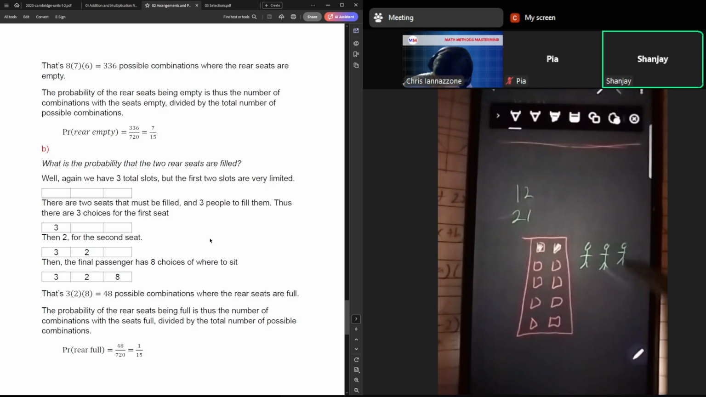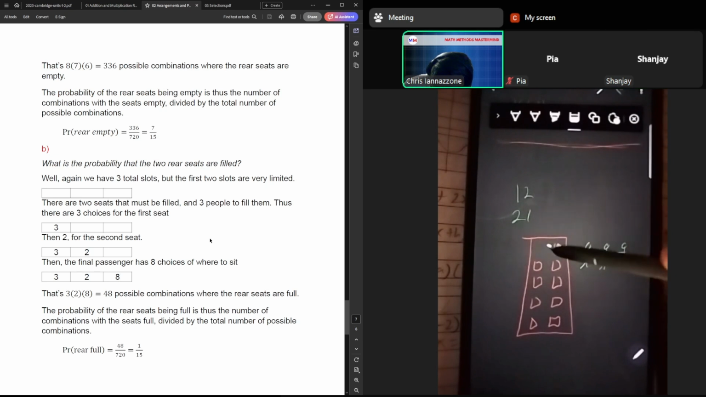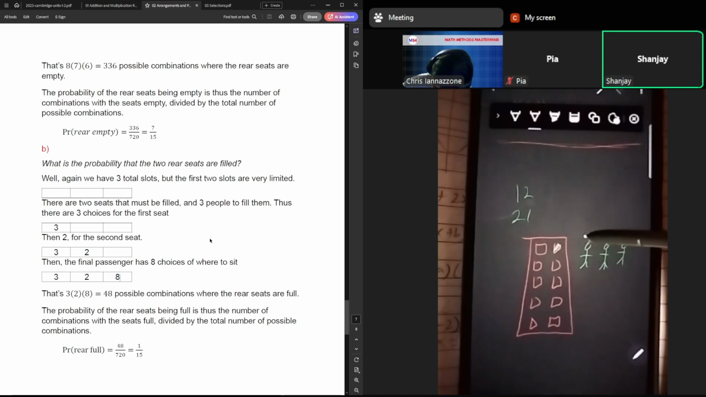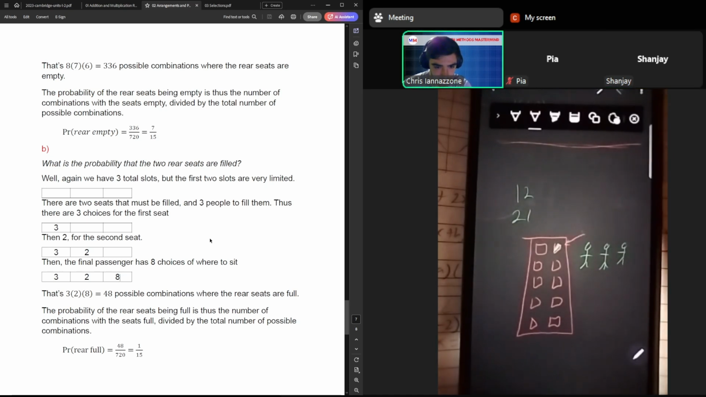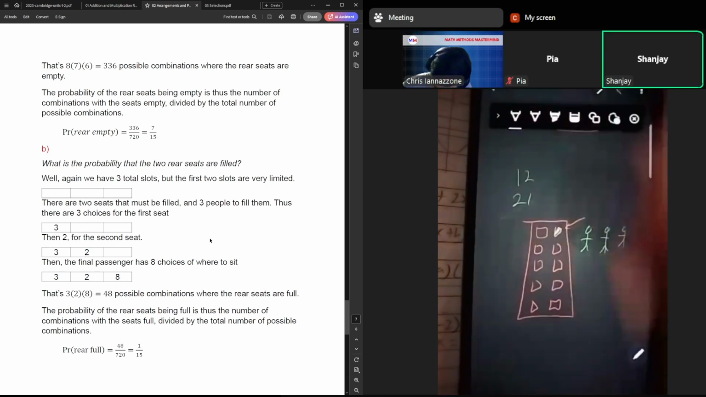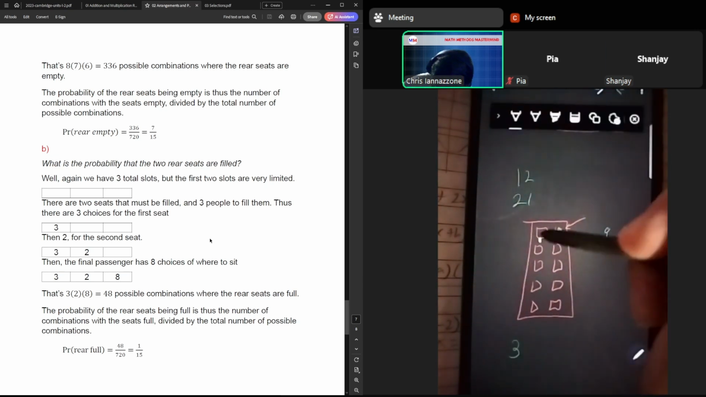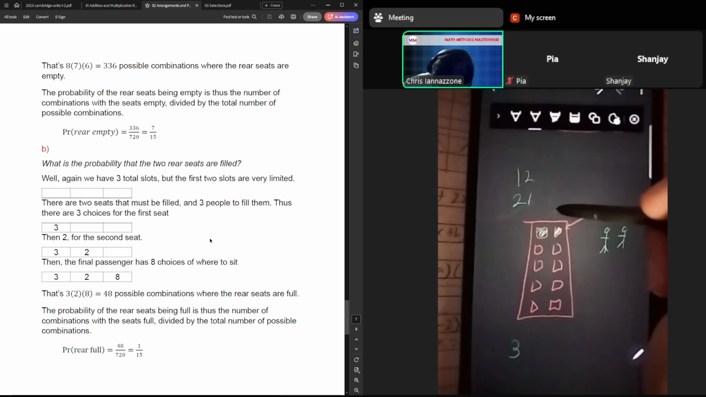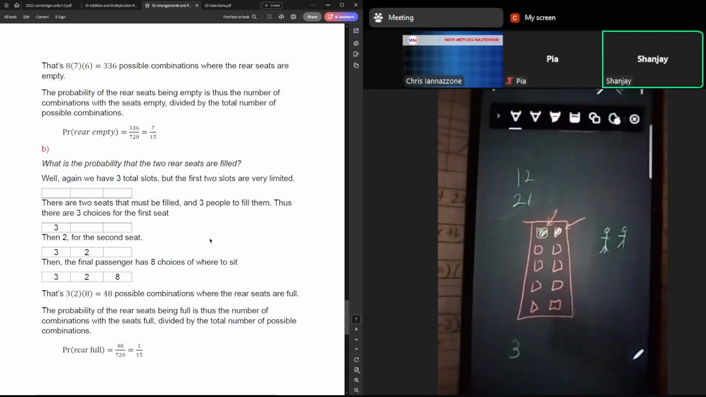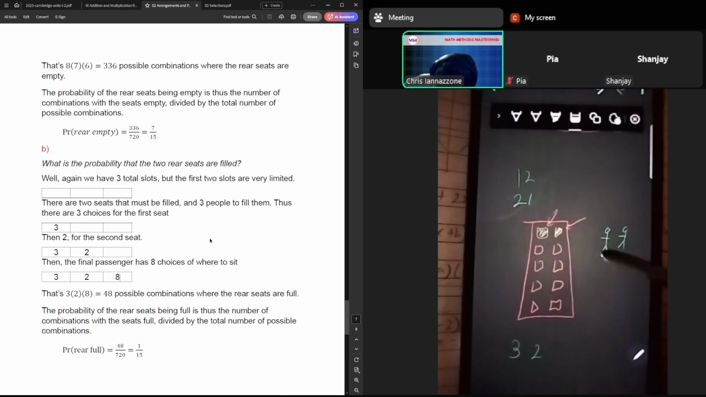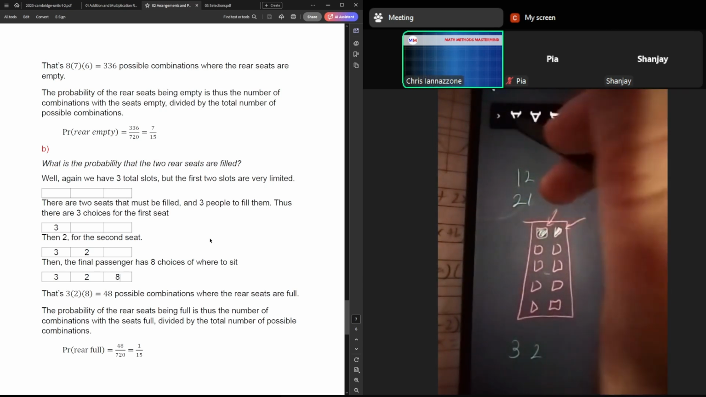Mm-hmm. So I've got to fill these one at a time. How many possibilities do I have to fill in this seat right now? That seat. Yeah. I'm going to put a guy here. Mm-hmm. How many possibilities? 3 possibilities. Yep. So 1 guy down. Now I've got to fill in this seat. How many have I got? How many choices? 2. Yep. Okay. There you go. And now 1 guy left. He can go wherever he wants. How many choices has he got?